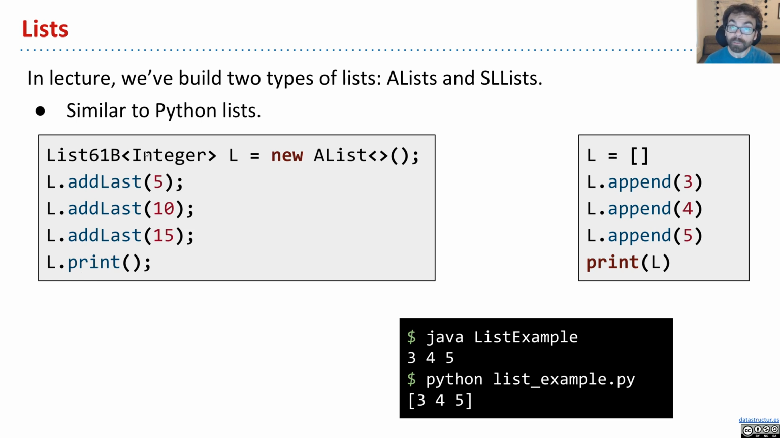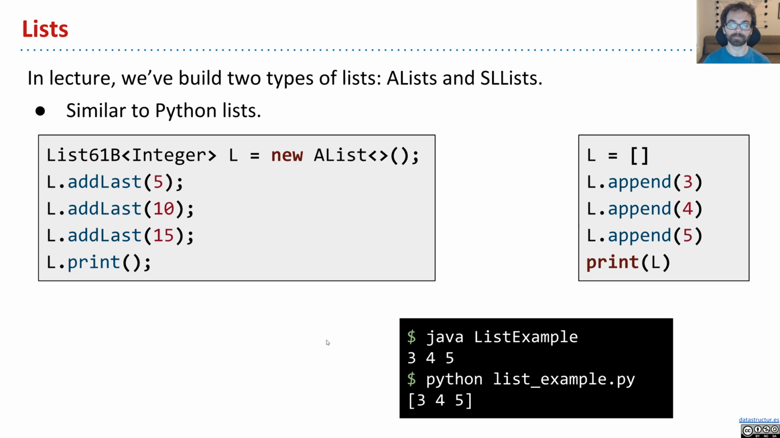Now, in other languages, like say Python, well, there's a built-in way to manipulate lists, right? So if you've never seen Python, it looks like this. We say L equals, and then these braces indicate empty list, and then we can append items to the end of the list. And so if we run either of these programs, we will end up with 3, 4, 5 getting printed out.